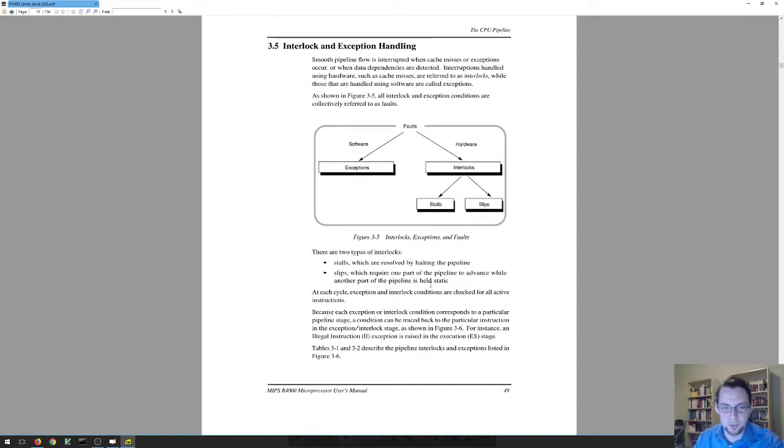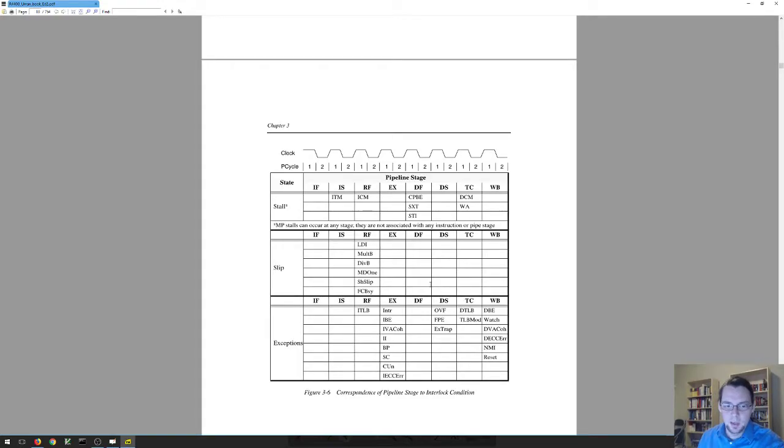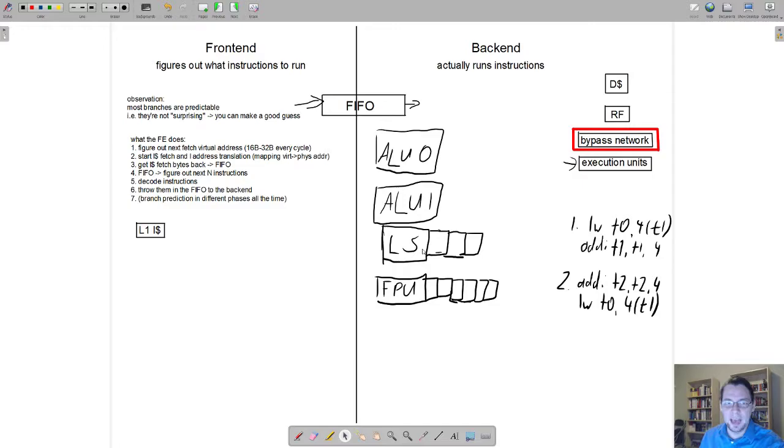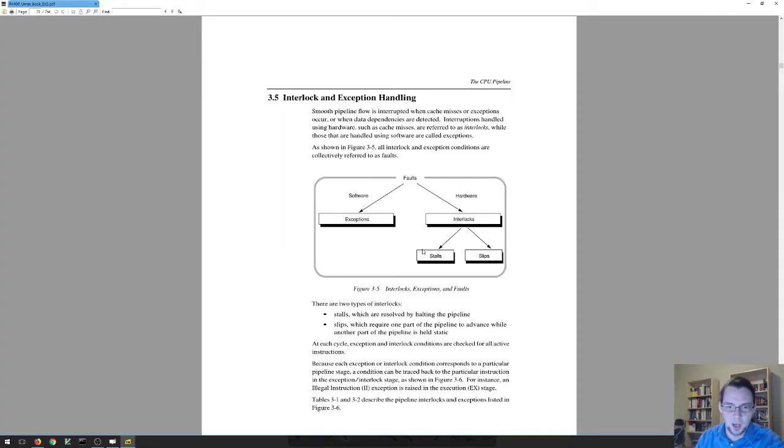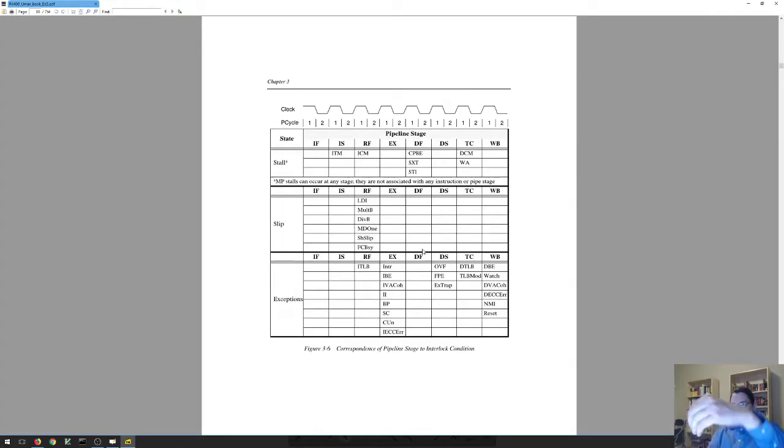That's what MIPS refers to as a slip. So in the stall case, absolutely nothing in the pipeline advances at all. In the slip case, usually the older stages of the pipeline make forward progress, whereas the earlier stages of the pipeline are halted. And there's some cycle in the middle where stuff happens.